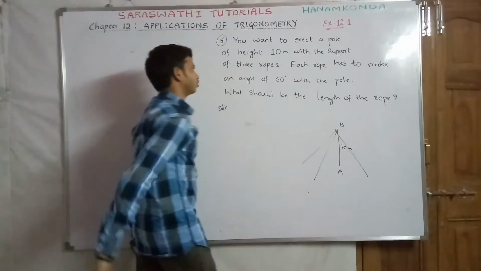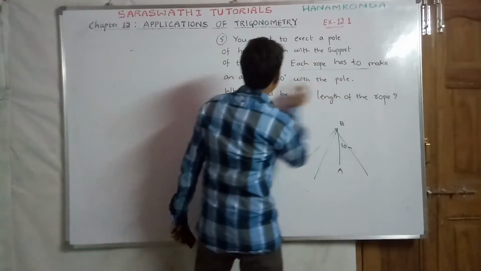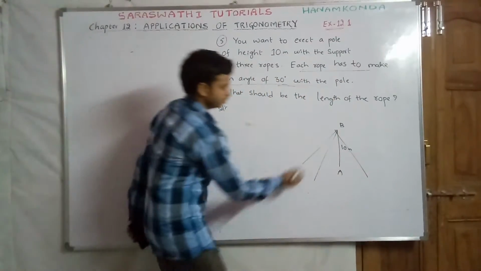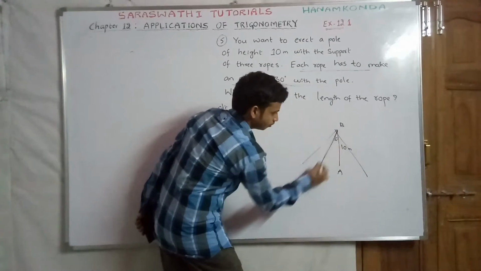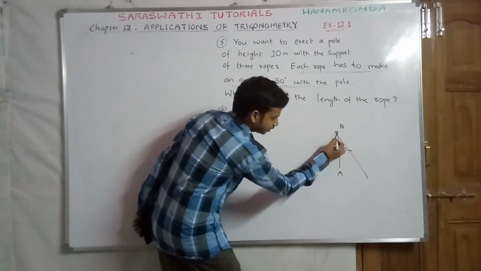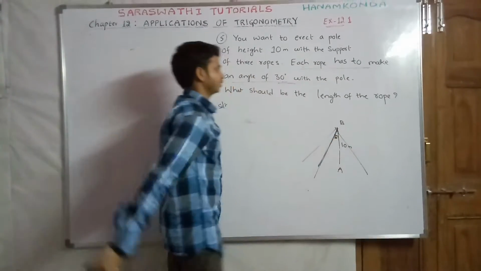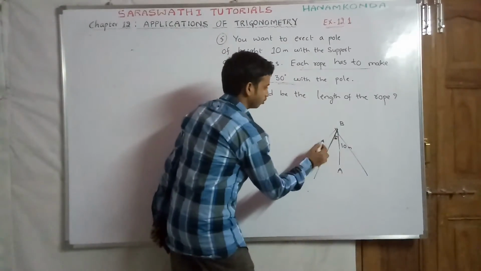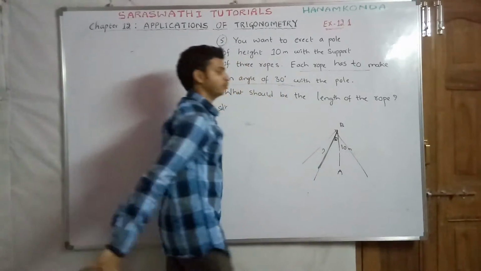Each rope has to make an angle 30 degrees with the pole. It is given in the question that each rope makes an angle 30 degrees with the pole. So this is the rope, and the angle here is 30 degrees. What should be the length of the rope? We want to find the length of these 3 ropes, total ropes.